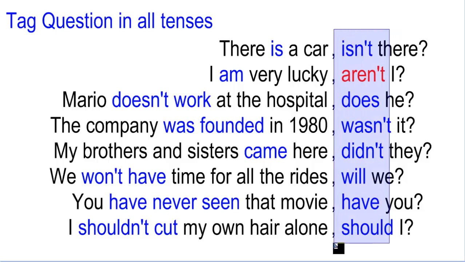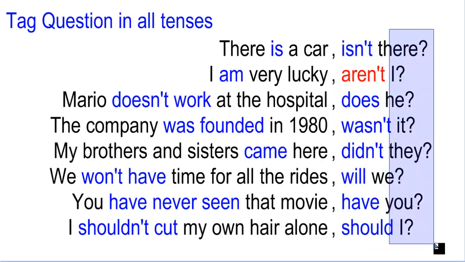Auxiliary verb or modal verb in affirmative or negative form contracted, and the pronoun. Okay, that's pretty much it. Summary. So let's review everything. Okay, let's review everything.